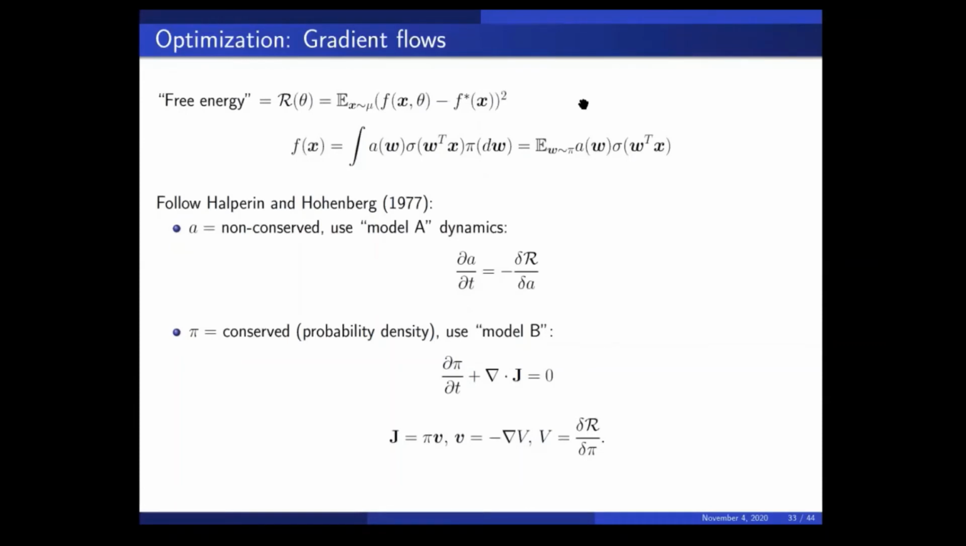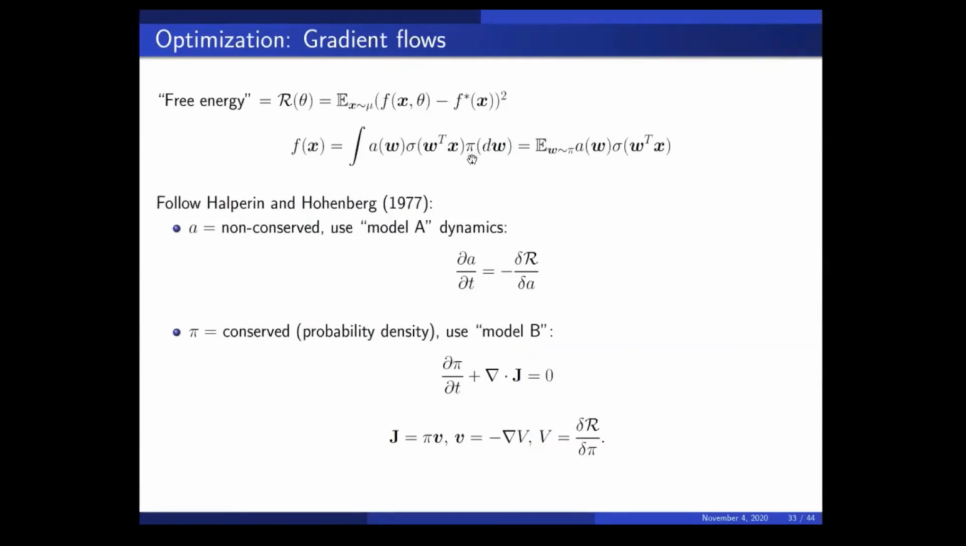Here we draw inspiration from statistical physics. Namely, we view this as free energy, and we view these parameters as either conservative parameters or non-conservative parameters. For example, if we have an expression of this type, and both a and pi are parameters, pi is a conservative parameter because the total integral of pi has to be 1. It's a probability distribution. A is a non-conservative parameter. It doesn't have this constraint. For non-conservative parameters, we can define gradient flow by the straightforward so-called model A dynamics.